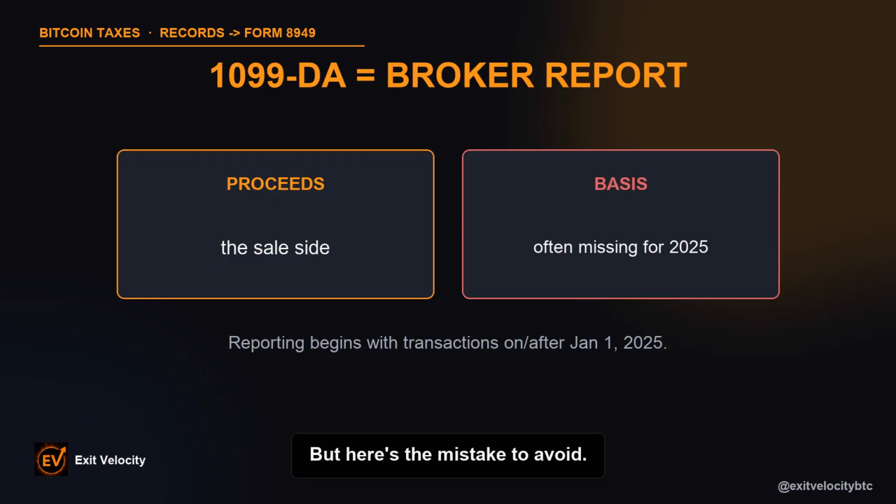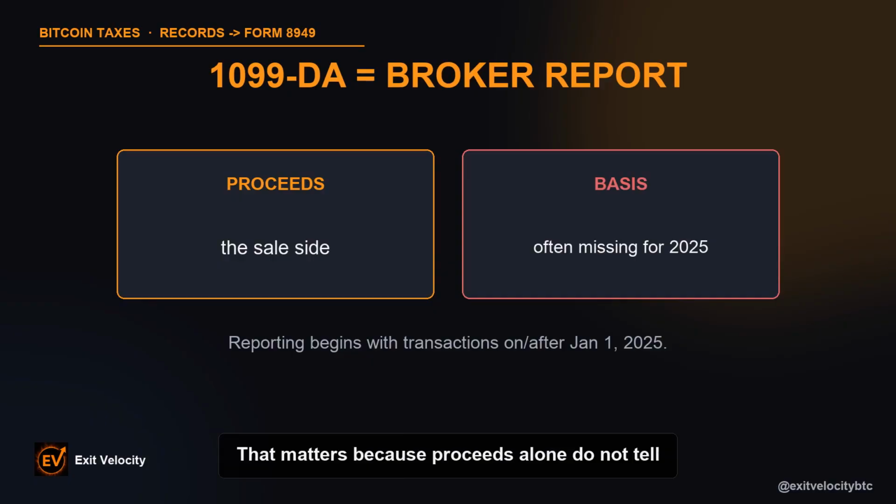But here's the mistake to avoid. Do not hear 1099-DA and think, I no longer need records. A 1099-DA is not a personal Bitcoin archive. It is a broker report. It can help identify what a broker processed. It can give you reported proceeds. It may include basis in some cases, but it may not include everything you need. The IRS itself has warned that many 2025 statements may not include basis, and taxpayers may still need to calculate basis to determine gain or loss.